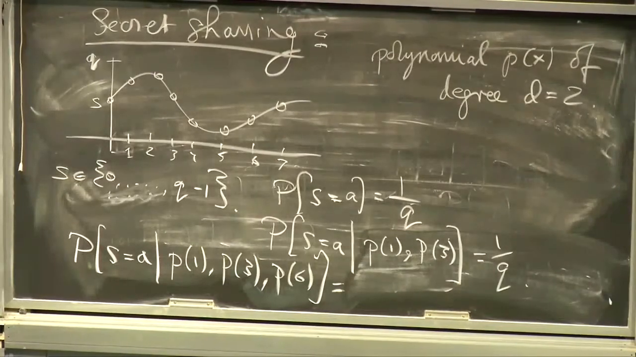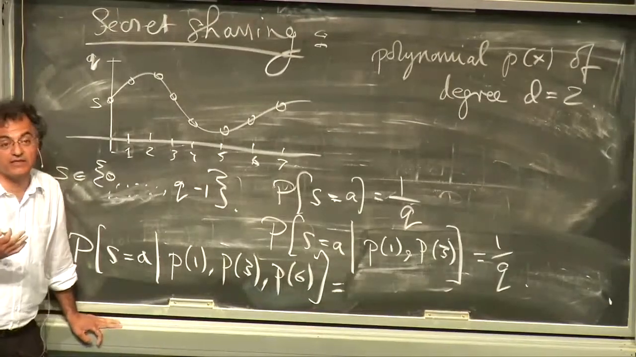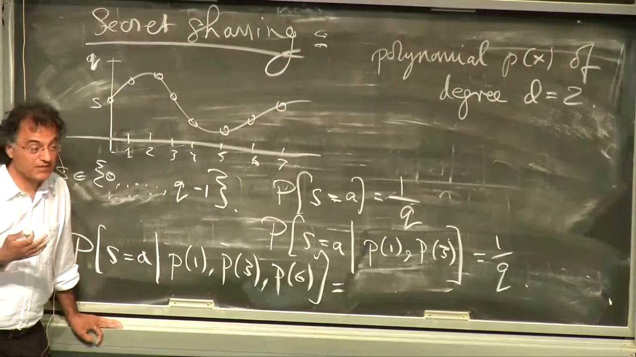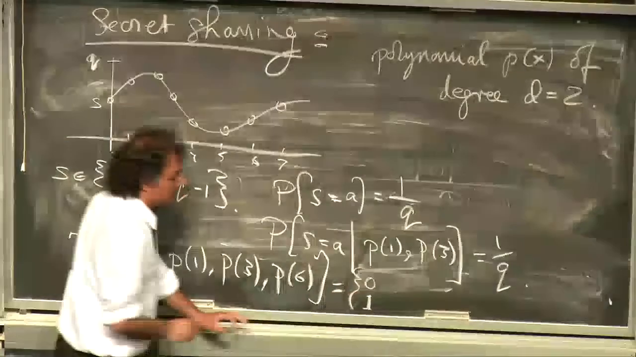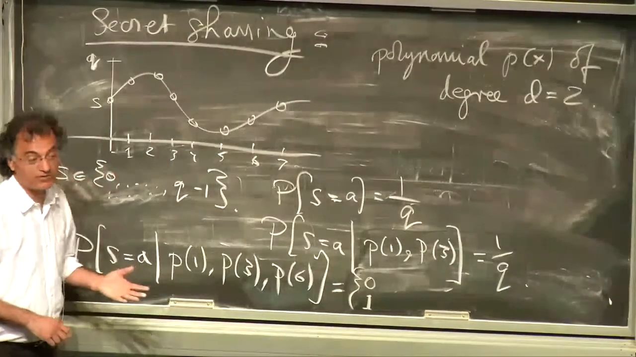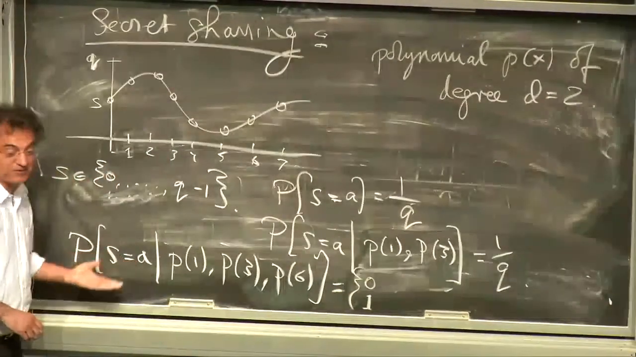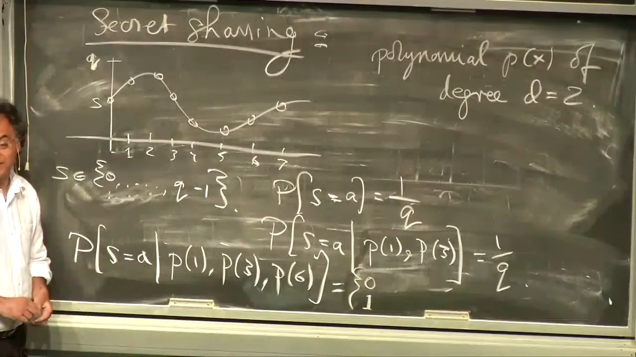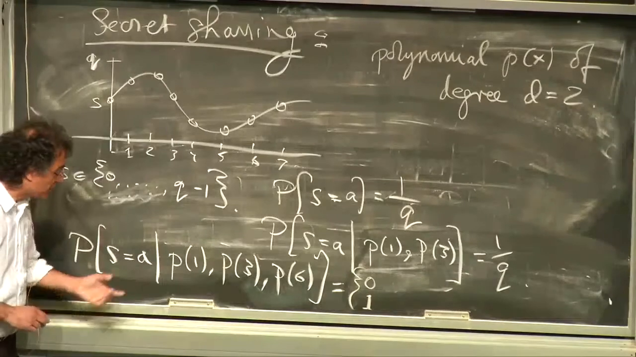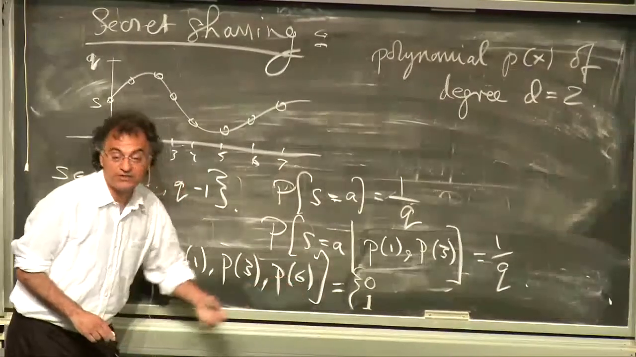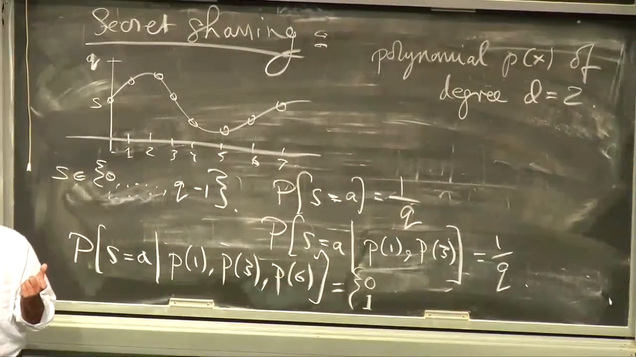So what are the only possible values it can take on? Is that 0 or 1? So it's either equal to 0 or 1, depending upon whether S equal to A or not, right? Because once you know the value at 3 points, you know exactly what S should be.